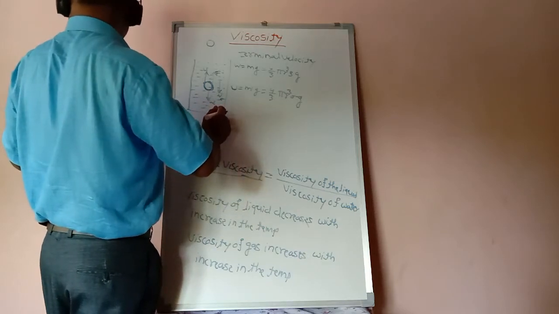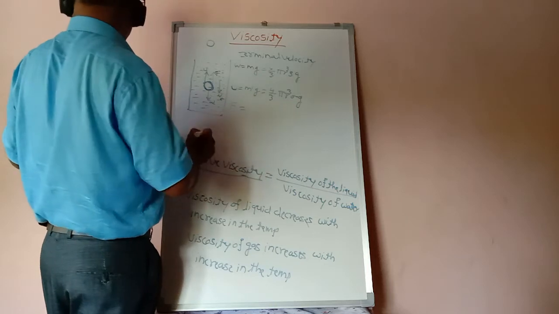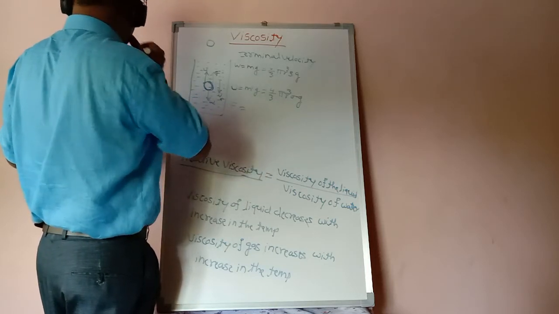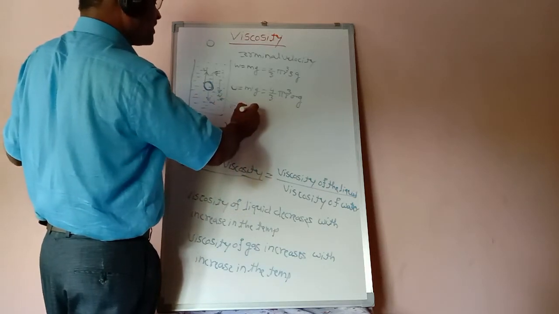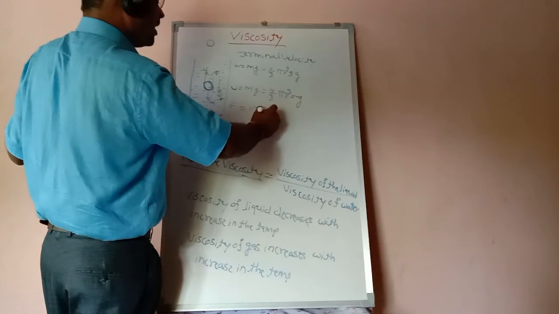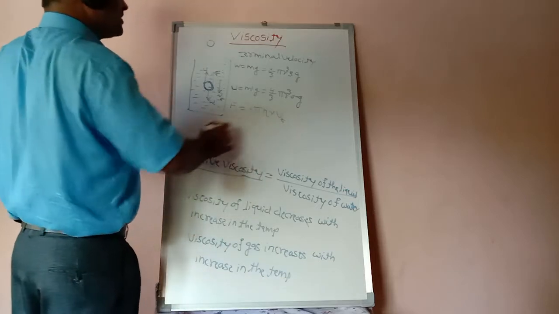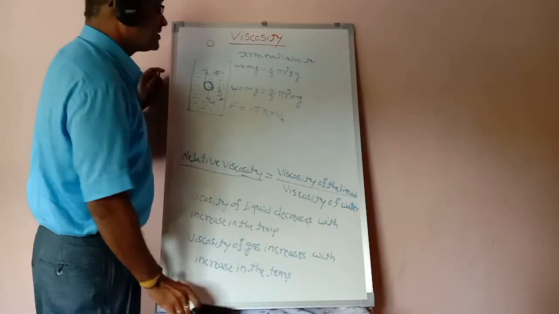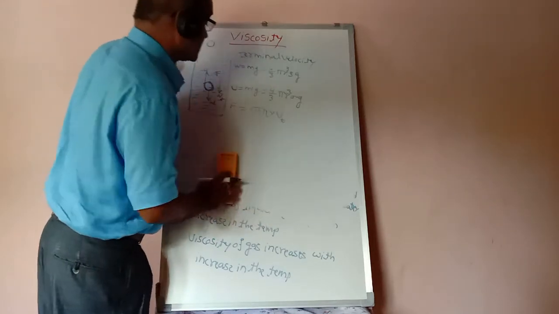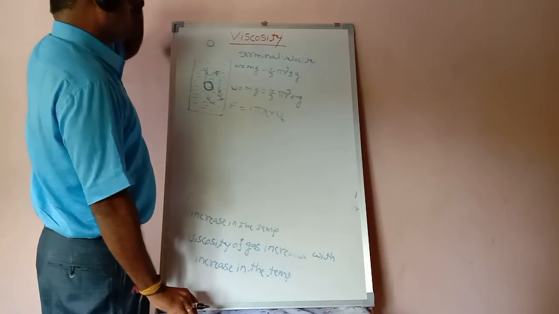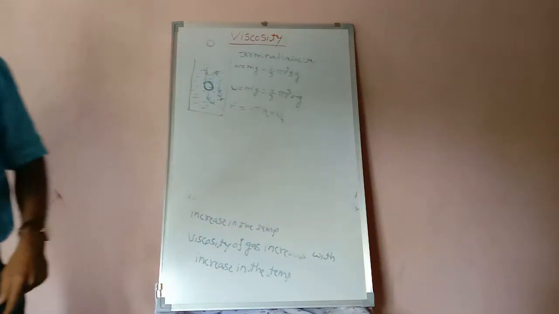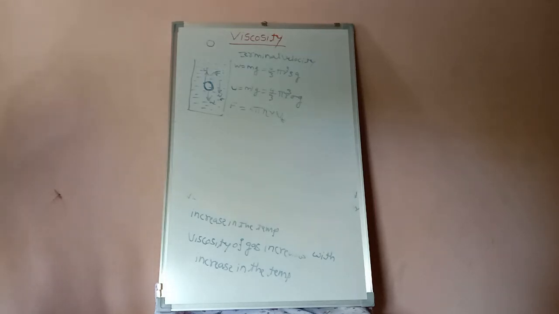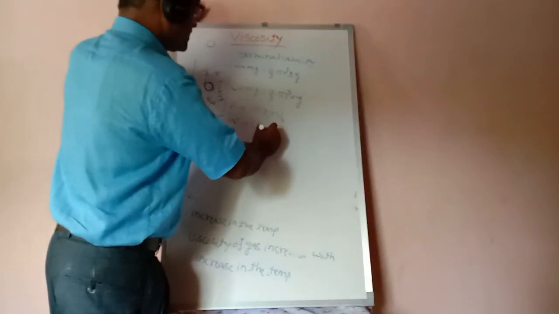And the viscous force acts vertically upward, that is 6 pi nu r into Vt, where nu is the coefficient of viscosity, r is the radius, and Vt is the terminal velocity. Okay, W is equal to U plus F.